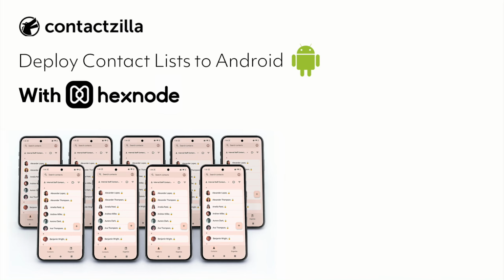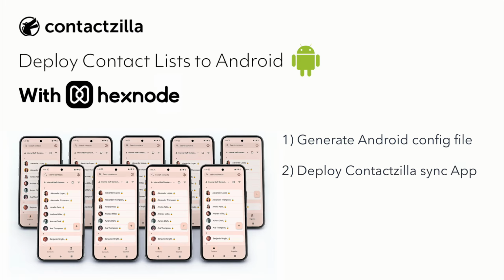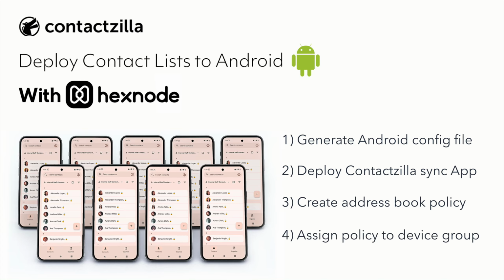So the overall flow looks like this. First, in Contactzilla, we generate an Android configuration file for our address book. And then in Hexnode, we deploy the Contactzilla Sync connector app using managed Google Play. We apply the address book configuration to that connector using a policy and assign the policy to a device group. From the user's point of view, the result is simply that the contacts appear in the native Android Contacts app.